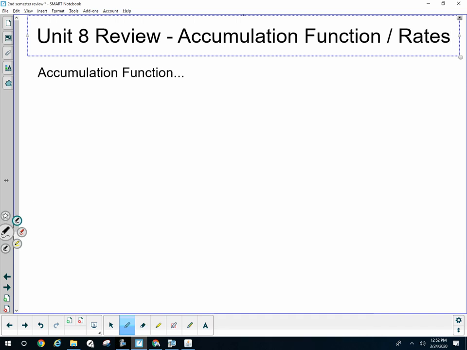All right, Unit 8 was short. It was just 2 lessons. It was on the accumulation function and then rates. The accumulation function, we are introduced to this function, the integral from a to x of some function.